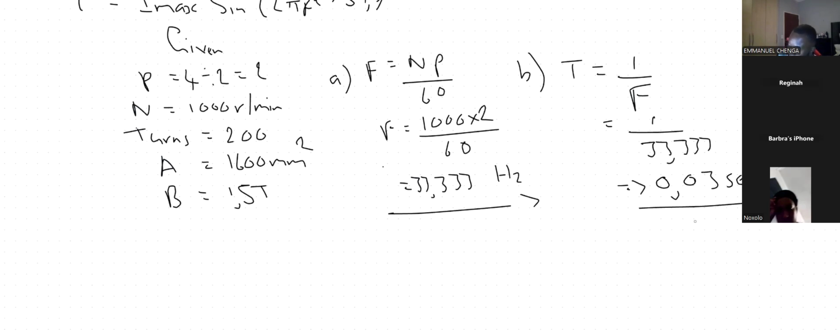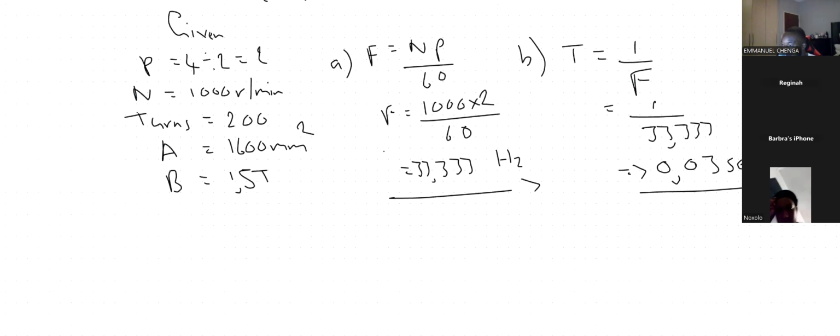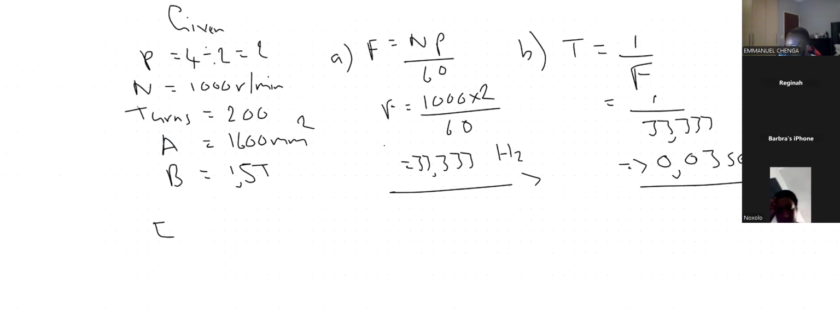And then on C, they want the maximum value of the EMF. So they want you to find the Emax. And remember that I said there are two formulas that I gave you to calculate the Emax. One says the density multiplied by the length multiplied by the velocity. But in this case, I'm not given the length or the velocity. So I can use the one which says 2 pi B A, big letter N and small letter n. We can use this one because we are given the density, the area, and the number of turns.